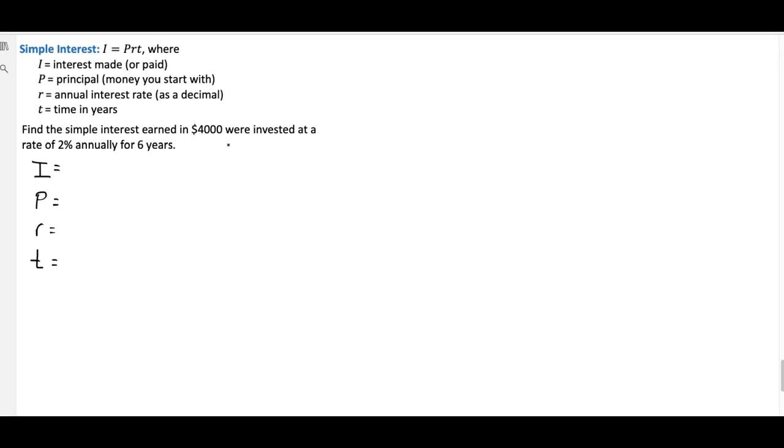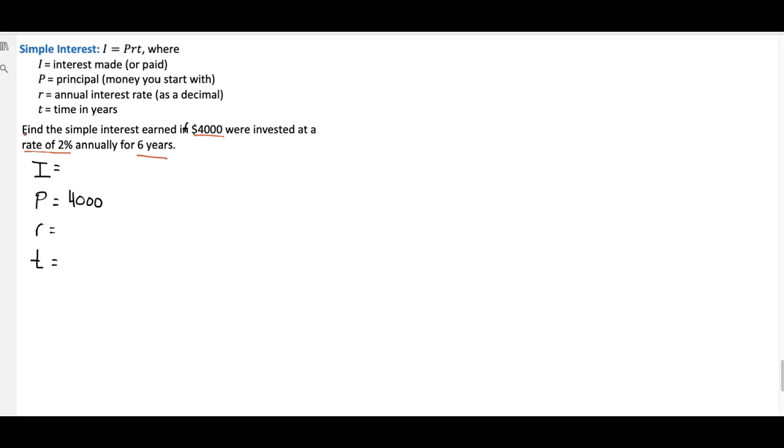Find the simple interest earned if $4,000 were invested at a rate. So $4,000 is one of our things that we're looking for. So what is that? That is the principal. That's what you invested. So the principal needs to be here, $4,000. Okay, so 4,000. If that were invested at a rate of 2%, so here's another thing that we are looking for, rate of 2% annually for 6 years.